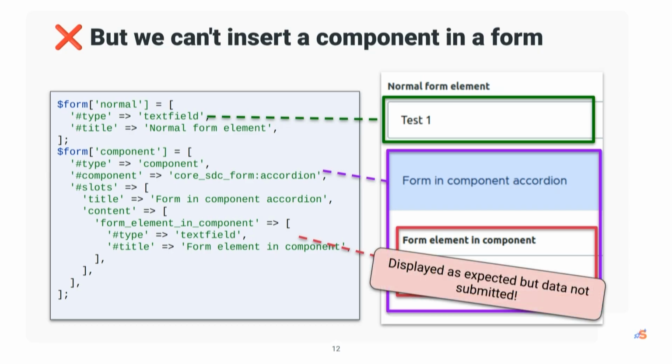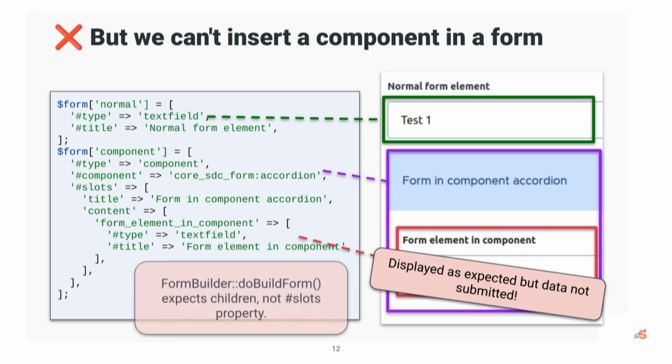And it does not work. Okay, it is displayed, but in your validate and submit callback, you will not get the data. Because the form builder expects the children when building the form to process the elements, and also when doing data submission, without this processing, you will not get the data.